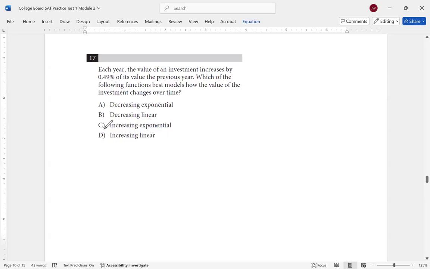So that is option C. Increasing exponential. Increasing, and it's a percentage of the value of the previous year. So increasing exponential, that's C.